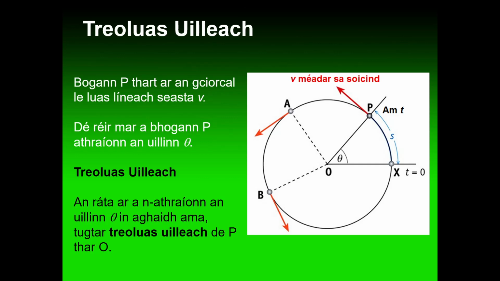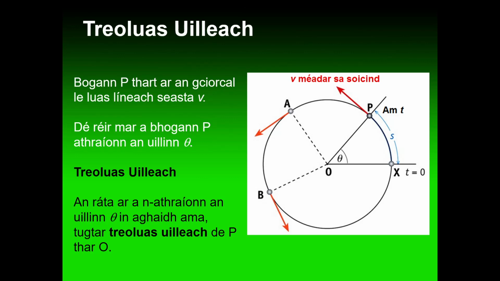Now, point P moves around the circle, a line with a constant linear speed. So P moves at a constant speed. Remember that P has an angle theta, so obviously its angle is changing. The change in theta over time is your angular velocity. So the angular velocity is the rate of change of theta over time.